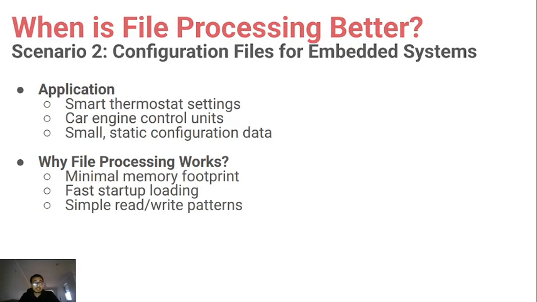So the next one is configuration files for embedded systems. Consider a smart thermostat or automobile engine control unit that maintains configuration parameters such as temperature thresholds, user preferences, and calibration values. This data is modest, straightforward, and rarely changes. File processing is more appropriate because the data requirements are modest and have a completely static structure.